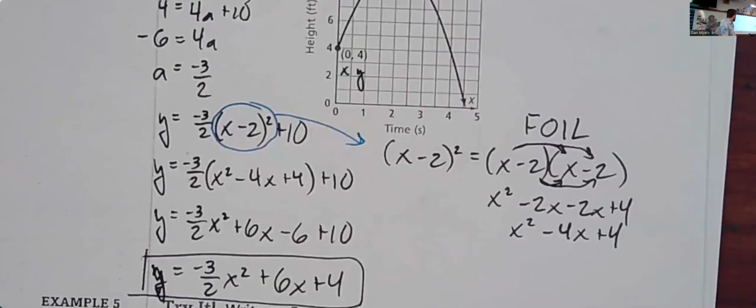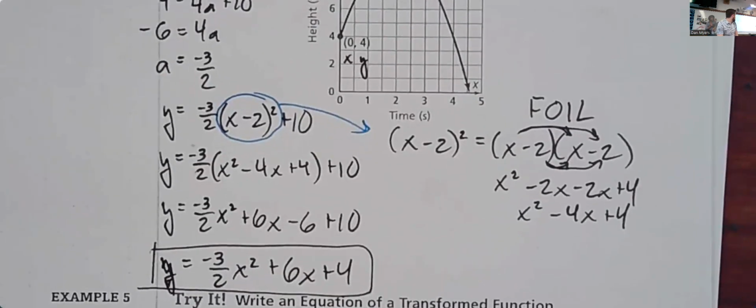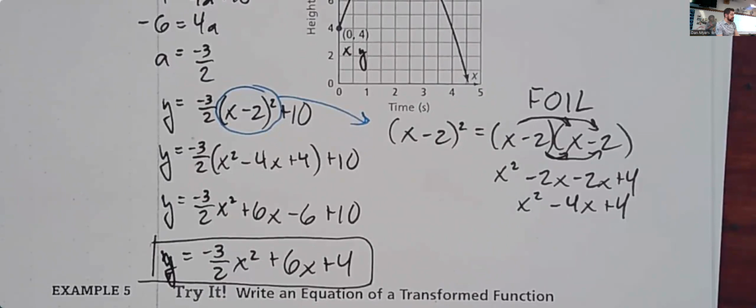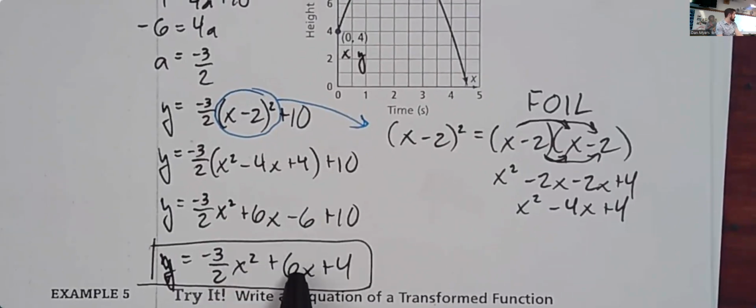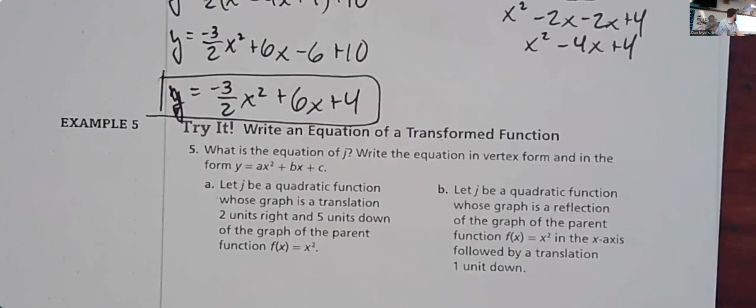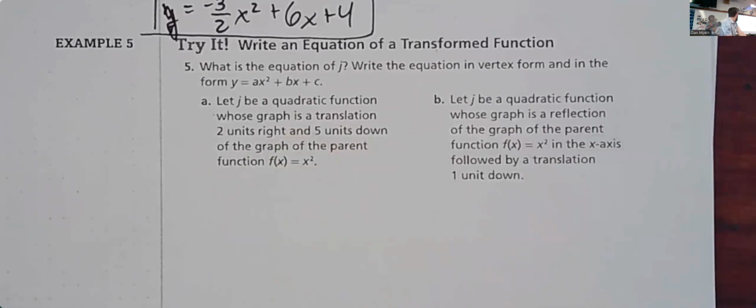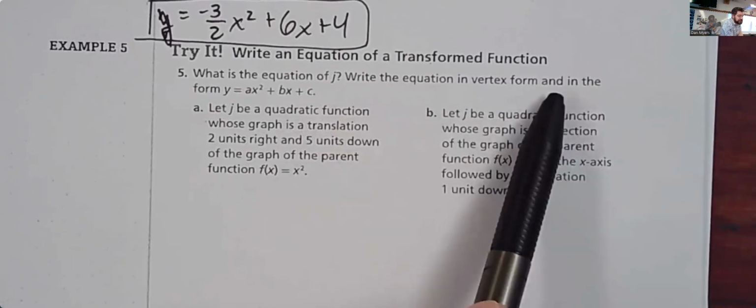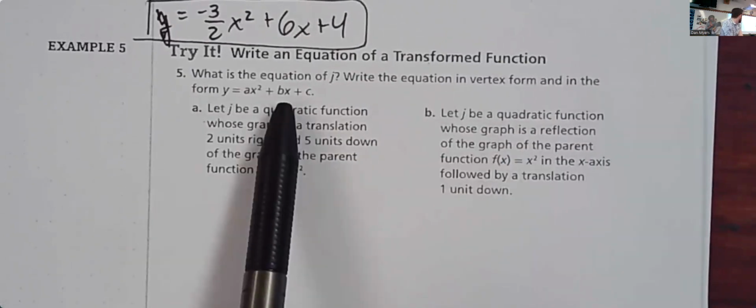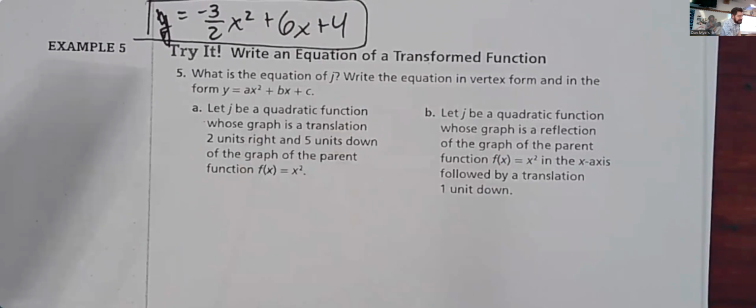Okay. That's it for that one. So it's the same thing as the previous question, except we did a little bit more multiplication and combining like terms after that. The last one here. This is what we did a lot of, by the way, in chapter 1. This last part says, what is the equation of j? So it's saying like j of x. Write the equation in vertex form and in what we just did as well. So we got to use that one more time.